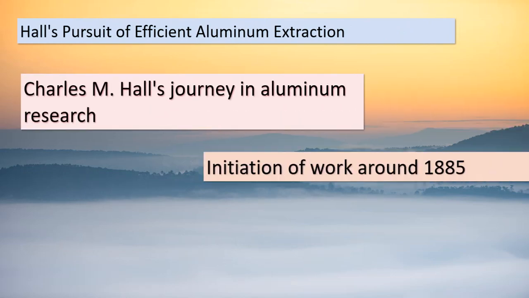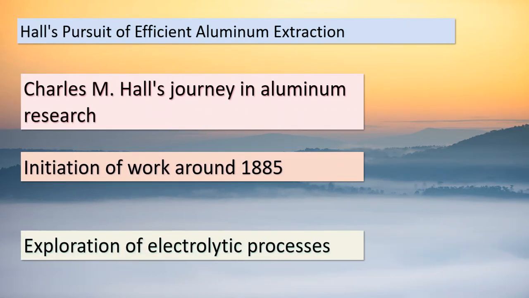Let's take a closer look at the brilliant mind behind the Hall-Héroult process, Charles M. Hall. Around 1885, Hall embarked on a journey to find a more efficient way to extract aluminum. Inspired by the challenges posed by reducing highly reactive metal ores, Hall began to explore the realm of electrolytic processes. His goal was clear: to develop a method that could reduce aluminum from its ores without the exorbitant costs associated with earlier methods. Through his dedication and innovative thinking, Hall set the stage for a revolutionary breakthrough in aluminum production.